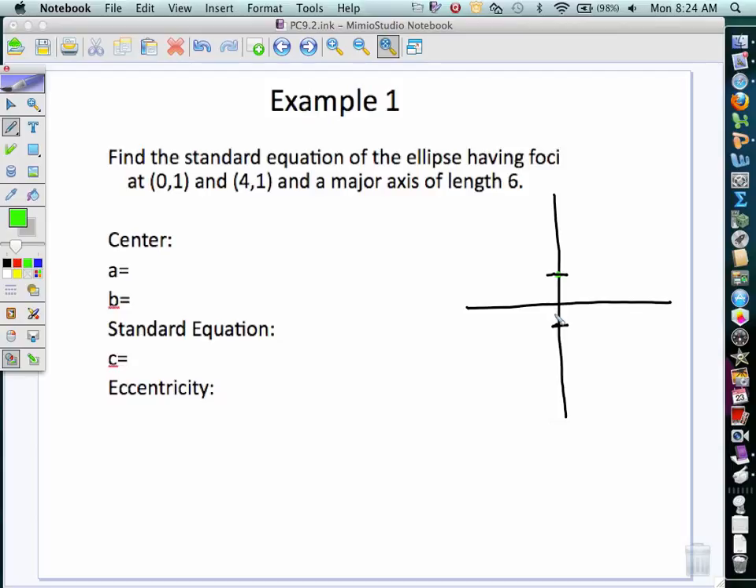so if we assume that the center here is going to be the origin, but you've got your foci at 0, 1, that means there's going to be another one at 0, -1. And 4, 1, let's go back here. We've got another foci at 4, 1.